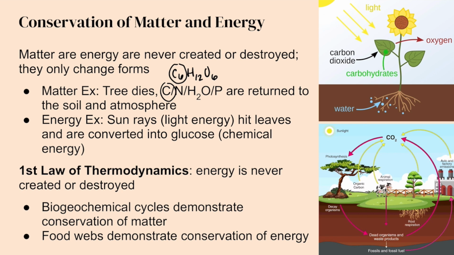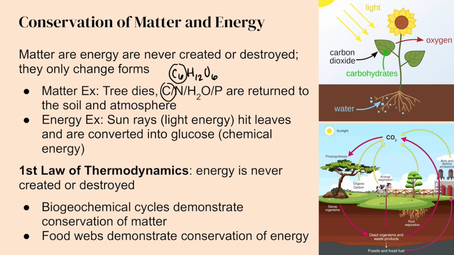For example, our sun's rays are light energy. As that light energy hits plant leaves, they convert it into glucose using the process of photosynthesis, and glucose is a form of chemical energy. So we're not losing energy, it's being converted to different forms. So this has to do with the first law of thermodynamics, which is a review from physical science if you took physical science, or chemistry definitely, but energy is never created or destroyed.